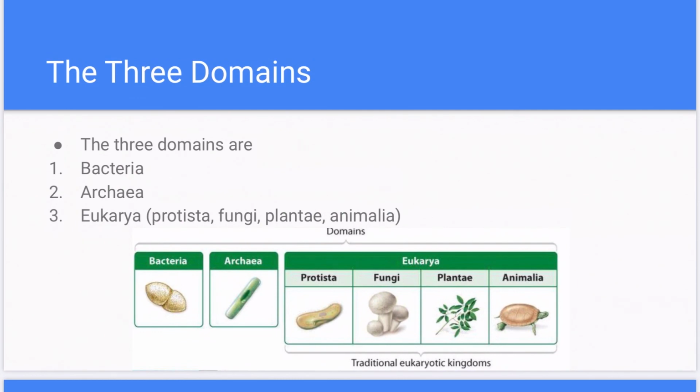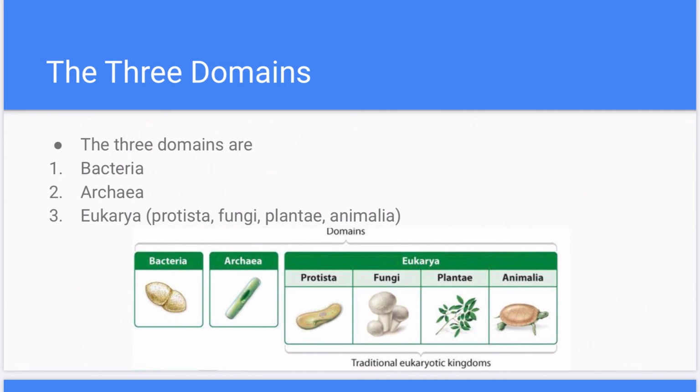There are 3 domains that we can break into. We can look at bacteria, archaea, and eukarya. Eukarya kind of branches off a little bit, and it has protista, fungi, plantae, and animalia. Traditionally, the eukaryotic kingdom was just sort of all of that piled into one, and then it got sorted out a little bit. And that's exactly what we're doing here. We're just trying to sort stuff out.